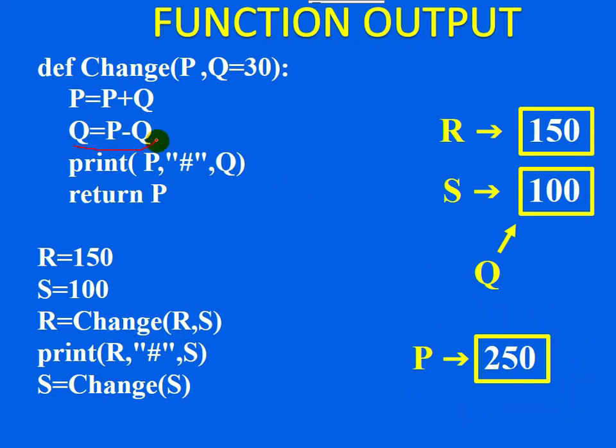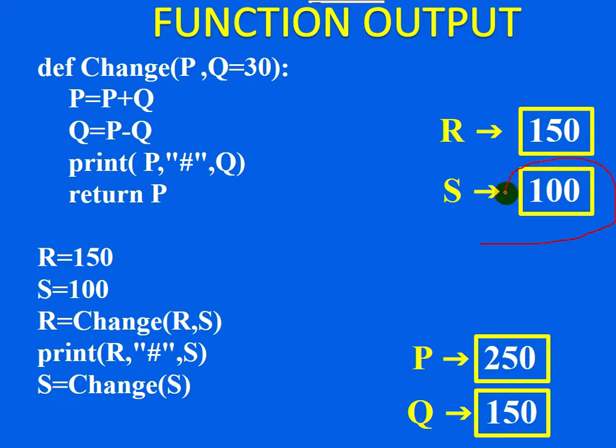Now q is equal to p minus q. One equal to sign is the assignment operator. Right hand side should be assigned to left hand side. What is p? 250. What is q? 100. So 250 minus 100, 150. So variable q points to the integer data 150. You can see this is gone. Now q is no longer pointing to this one. Now q points to the integer data 150.